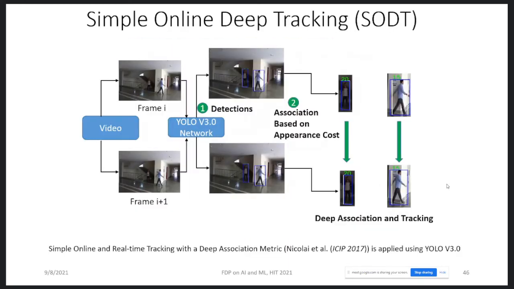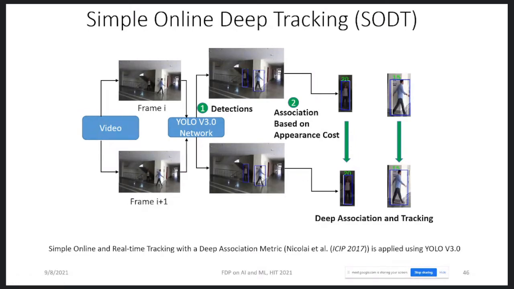Now, with the help of a framework which is popularly known as Simple Online Deep Tracking, SODT, we can apply tracking. Let's understand this framework. You have the video, and the video gives you frame I as well as frame I+1. You apply object detection using YOLO in both the frames. So the first step is detection, and it detects a couple of objects in the top frame, a couple of objects in the bottom frame.